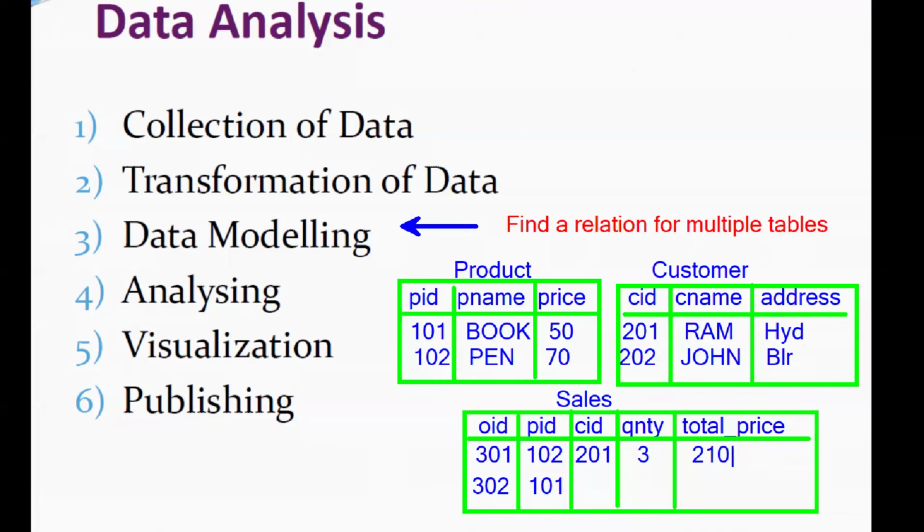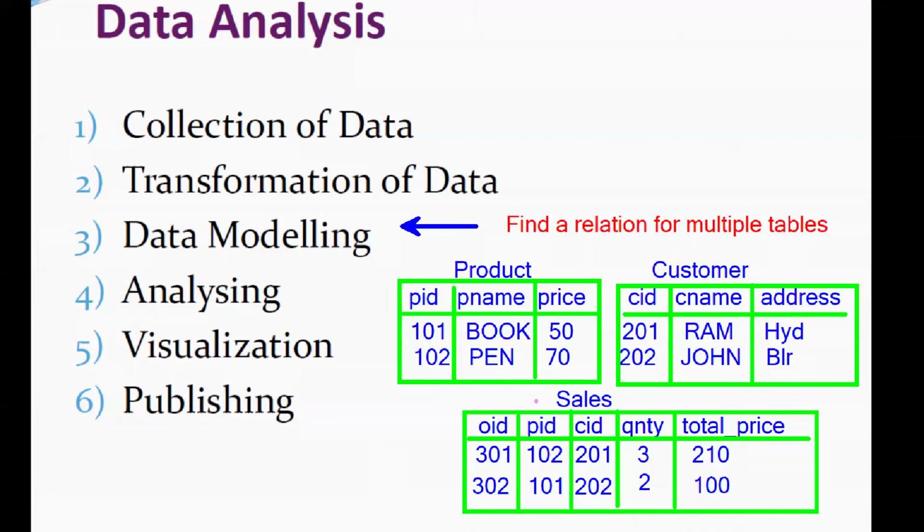It's a 210. Okay. Now, 101 is a product, a book. Who placed this order? Customer 202 was placed. John placed it, and he ordered two items. Okay, so 2 into each item is 50 rupees, right? So the total is 100. So you have three tables here.